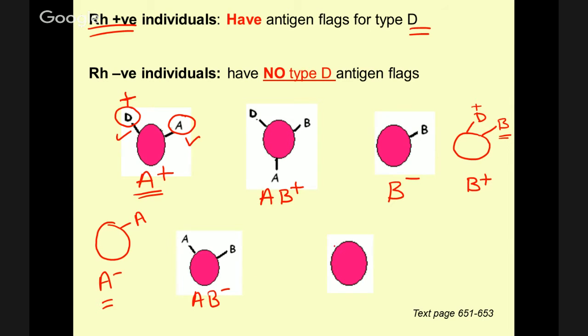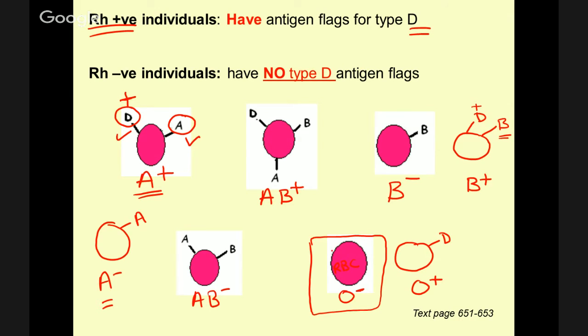So now our last group are going to be the O's. So remember, if you are O, you don't have any flags for A. You don't have any flags for B. So here's this lonely red blood cell, and it has no flags. So if you see no flags at all attached to your red blood cell, you are O negative. But if you do see a flag attached to your red blood cell, that is the D flag, then this person will be O positive, okay? So you'll notice here that the O negative has no antigens at all on its surface.